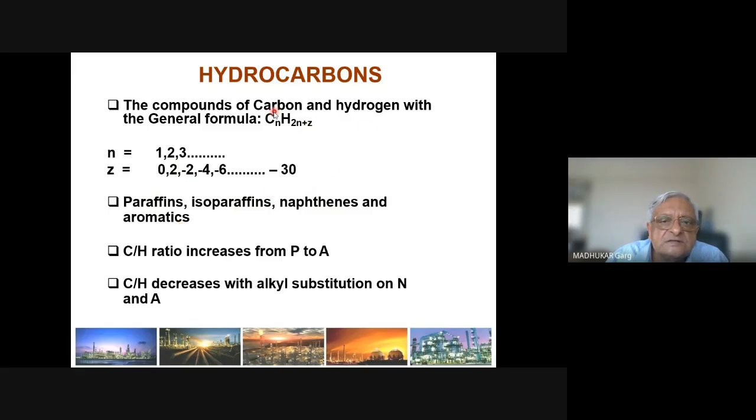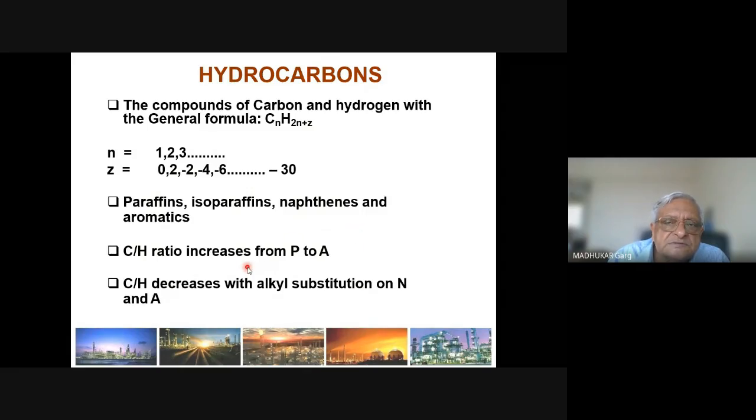So this is the general formula, and as far as the carbon to hydrogen ratio is concerned, it increases, as you know, as you go from paraffins to aromatics, from CnH2n+2 to CnH2n-6. So the carbon to hydrogen ratio increases, or the hydrogen to carbon ratio decreases. And similarly, as you do more and more alkyl substitution, either on naphthenes or aromatics, that means suppose you have toluene or xylene, etc., then you have more hydrogen because those are CH2.